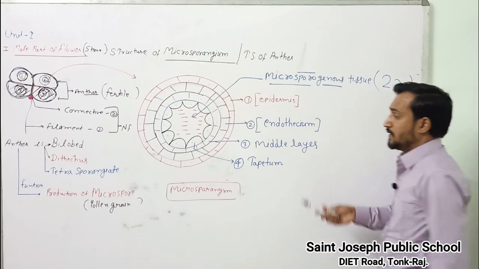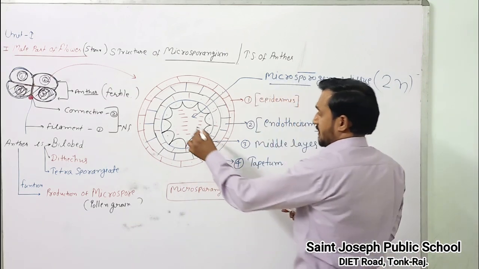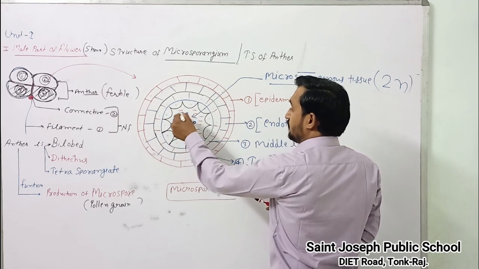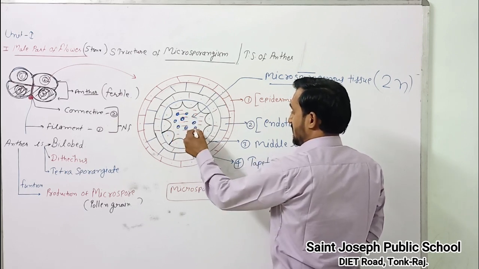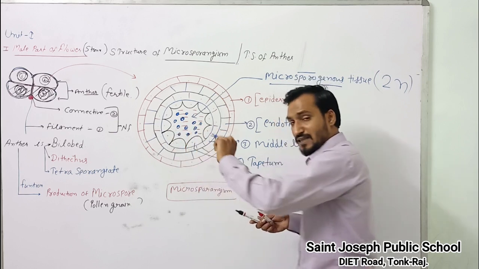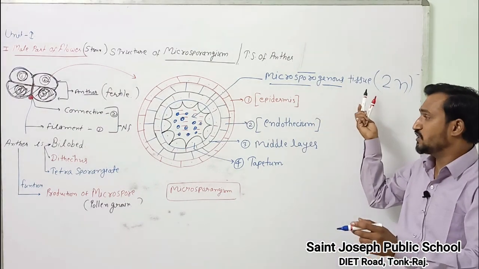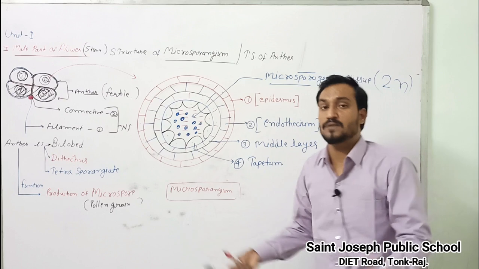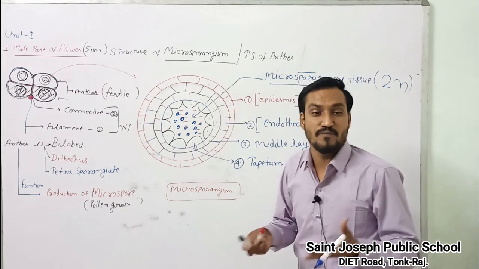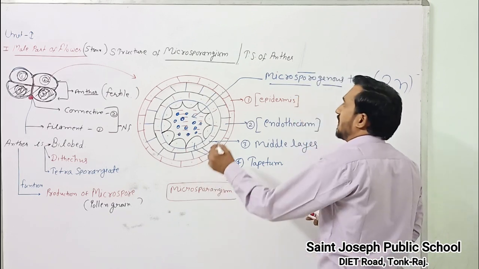Microsporogenous tissue is made up of specific cells. These cells are situated here. What is tissue? Tissue is a group of cells which perform a similar function. It means all of these blue color cells form a tissue, that is microsporogenous tissue, to perform a similar function. What is the similar function? Production of microspores is the similar function of all of these cells.